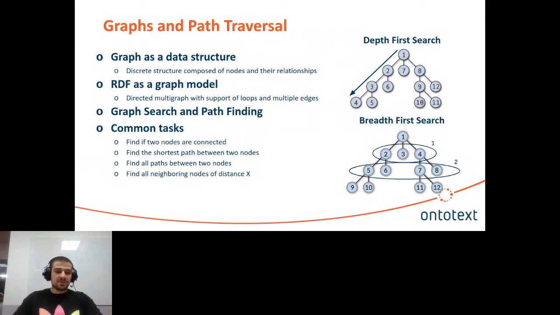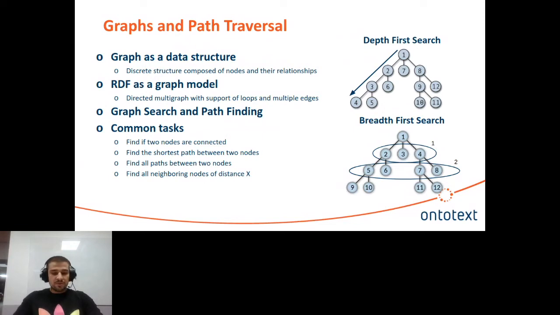So graphs can be represented as discrete data structures that are composed of sets of nodes, also known as vertices, and the relationships they actually form. This allows graphs to be very versatile in terms of the structure they represent, and to also have the chance to show very complex and difficult to traverse relationships. RDF is an example of such a graph model. It can be described as a directed multigraph that supports not only loops, so that would be resources that reference themselves, but also multiple edges between pairs of nodes.